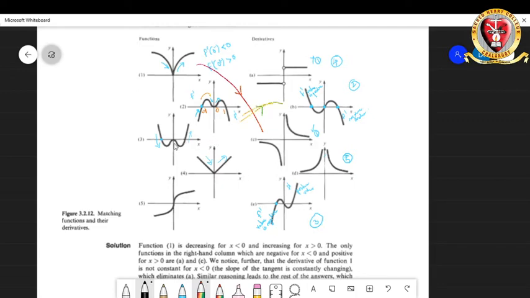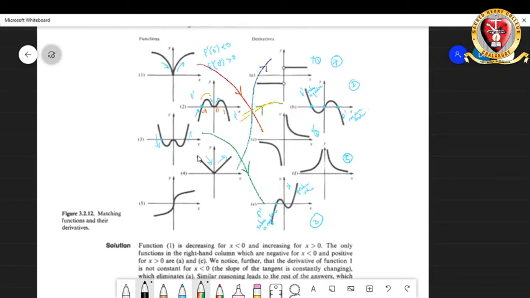Now, for 3, here the function is decreasing. That means we need a derivative which is less than 0 here, and here the function is increasing, so you need a derivative to the right which has positive value. When you observe, you can see that E is the corresponding function which can be mapped to 3, because the derivative has a negative value here and a positive value here, corresponding to the observations we made. And for 4, we can map it to A.